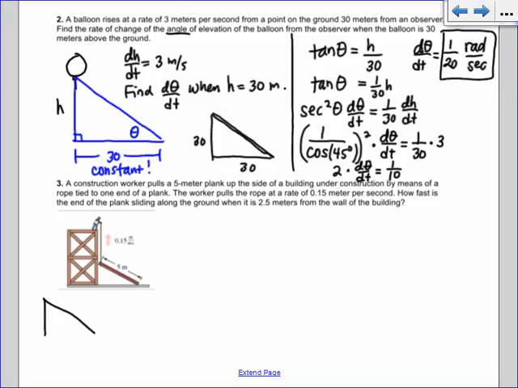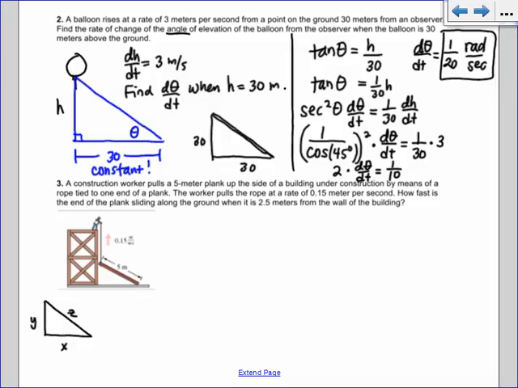Okay, so we kind of have this drawing. Plank. Draw it again. So this drawing, and I'm going to call it x, y, and z. Okay, so let's think about x, y, and z.